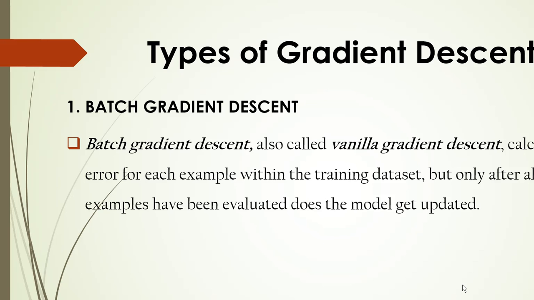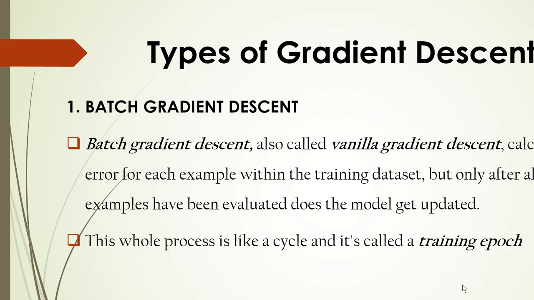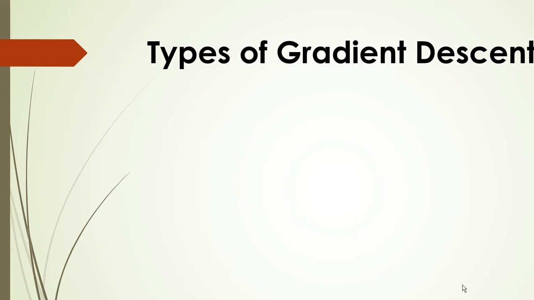It calculates the error for each example within the training data set, but only after all training examples have been evaluated does the model get updated. So this whole process is like a cycle and it is called a training epoch.